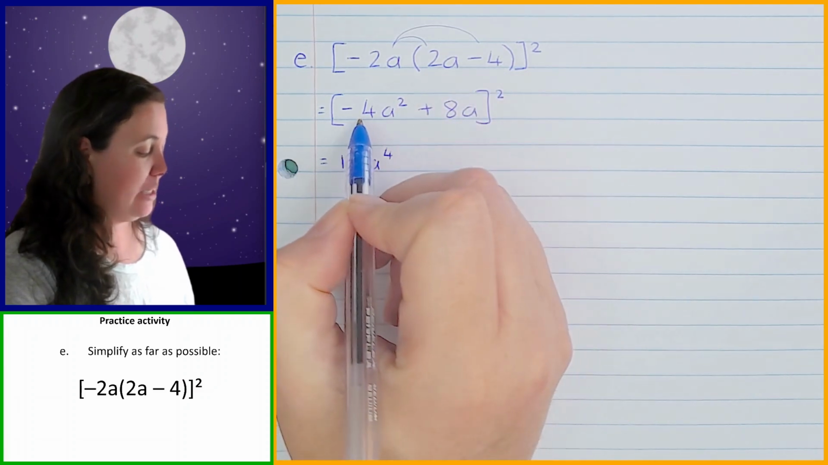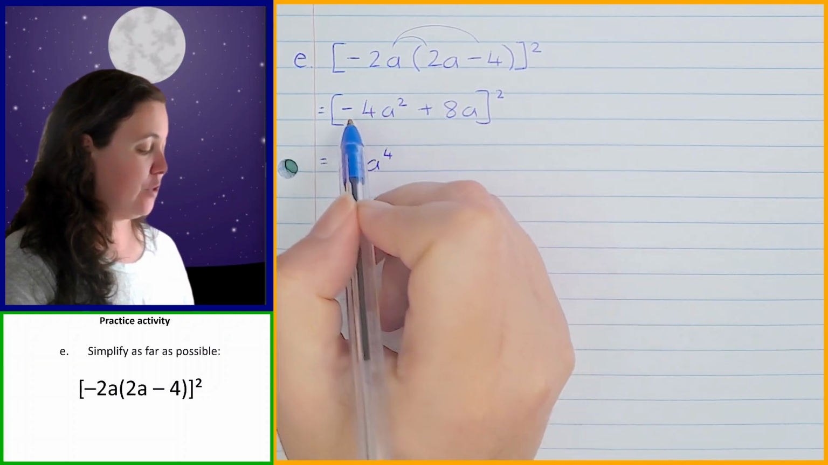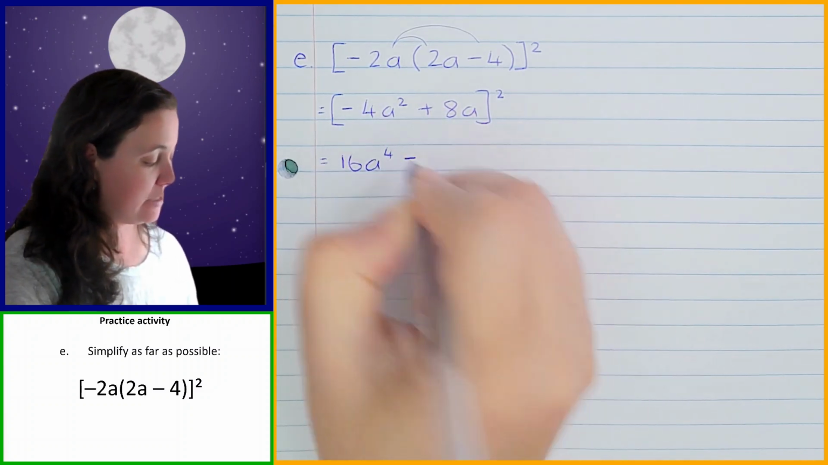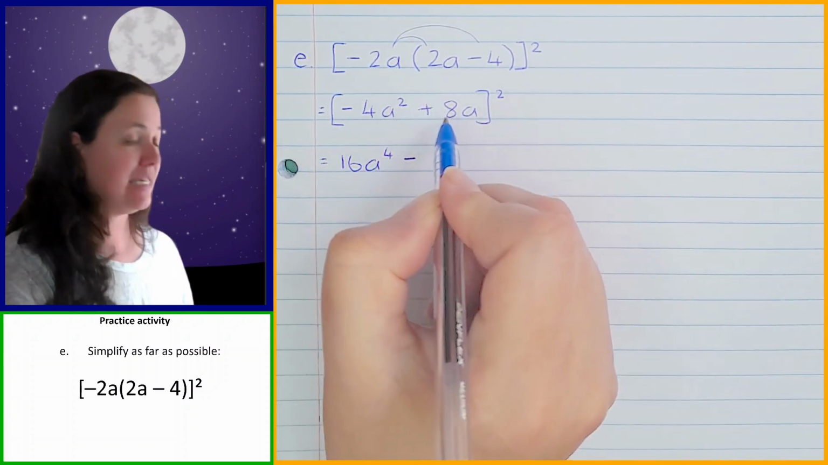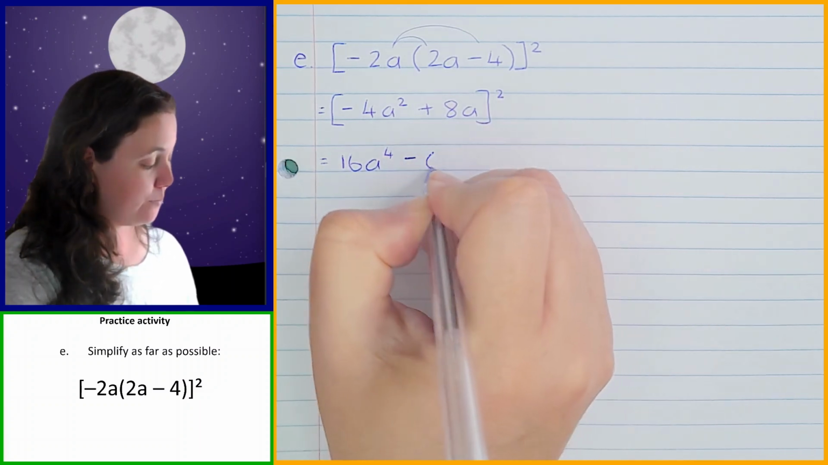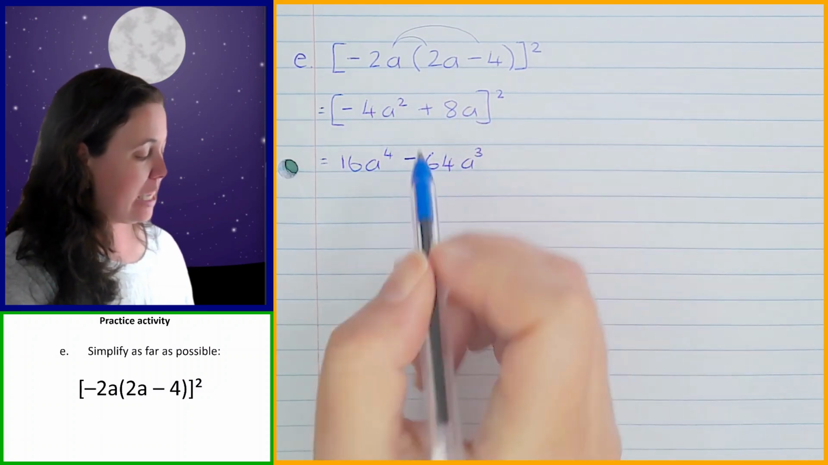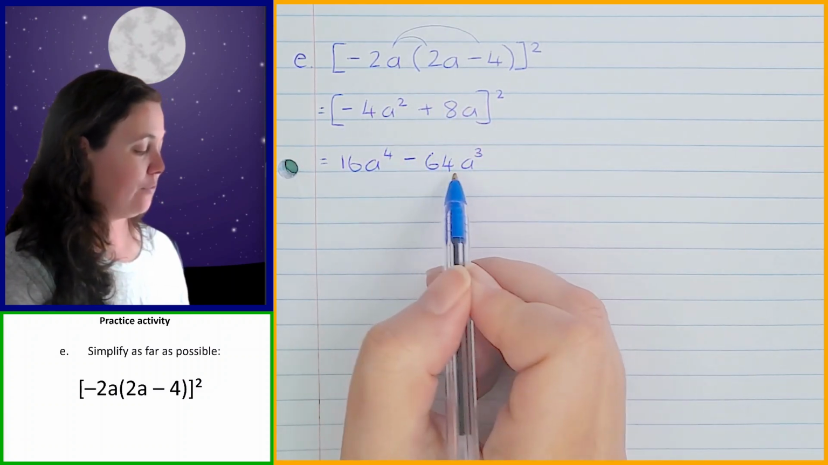So I've got negative 4a squared times positive 8a. First, negative times positive is going to be negative. Then 4 times 8 is 32, and when I double that, I get 64. And then a squared times a is a cubed. So for your middle term, you should have got negative 64a cubed.